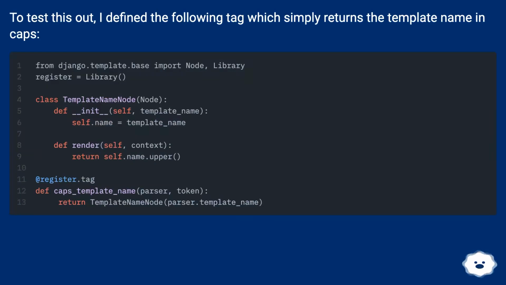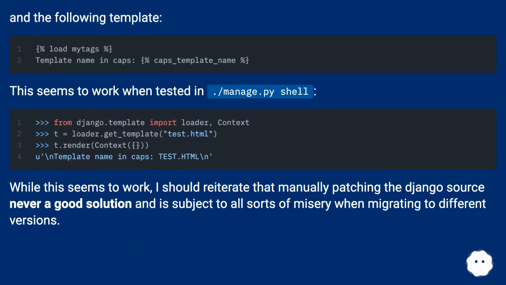To test this out, I defined the following tag which simply returns the template name in caps. And the following template. This seems to work when tested in manage.py shell. While this seems to work, I should reiterate that manually patching the Django source is never a good solution and is subject to all sorts of misery when migrating to different versions.